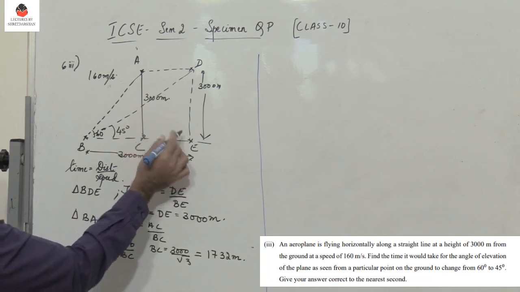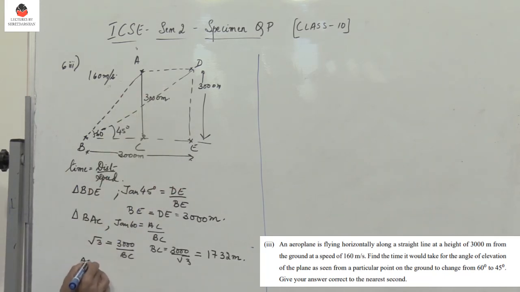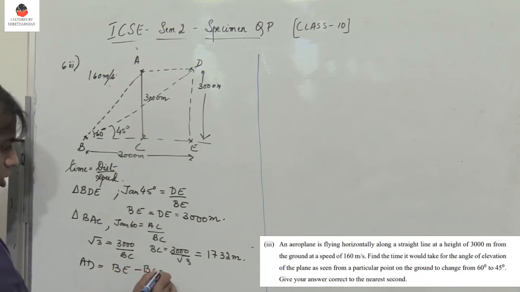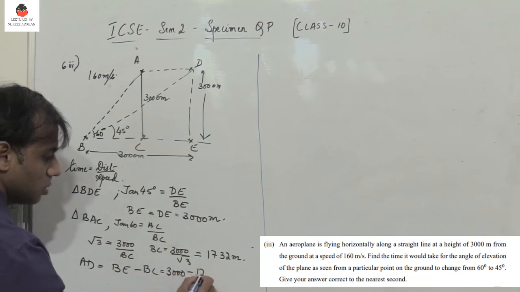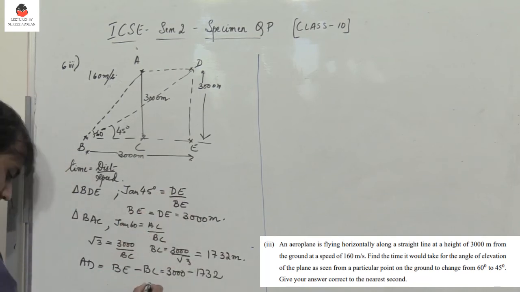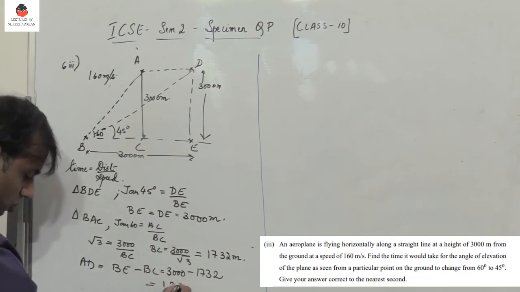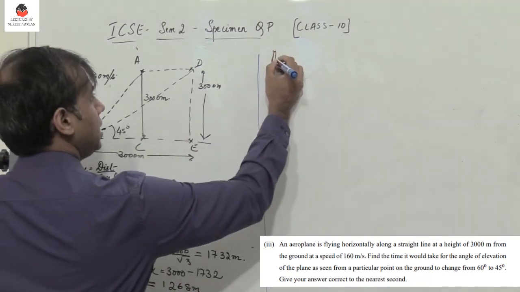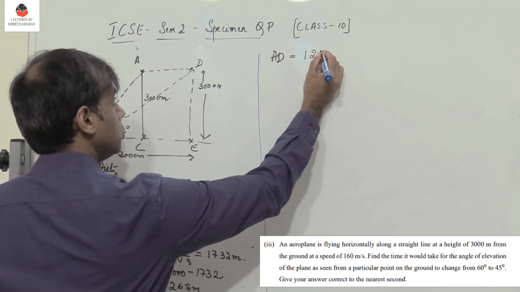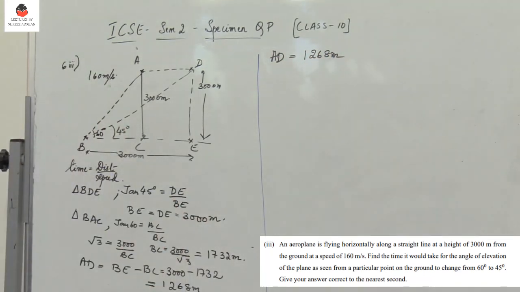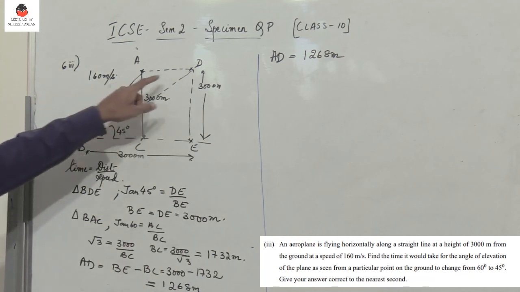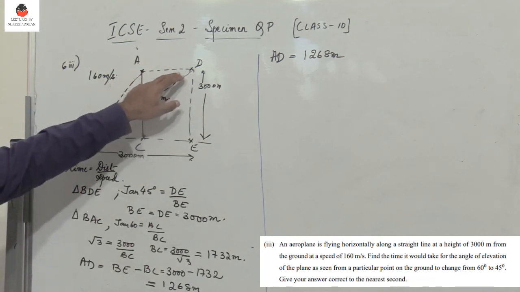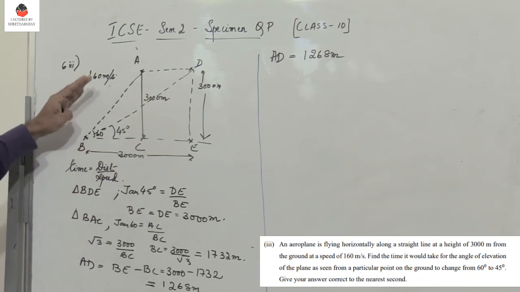So what is this distance, CE or AD? So AD is nothing but equal to BE minus BC, which is 3000 minus 1732. So I get the value as 1268 meters, right? So this is AD. So AD, the distance is 1268 meters. Okay, so now this is the distance which the aeroplane covers, as the angle of inclination varies from 60 to 45 degrees. Now I need to find the time.